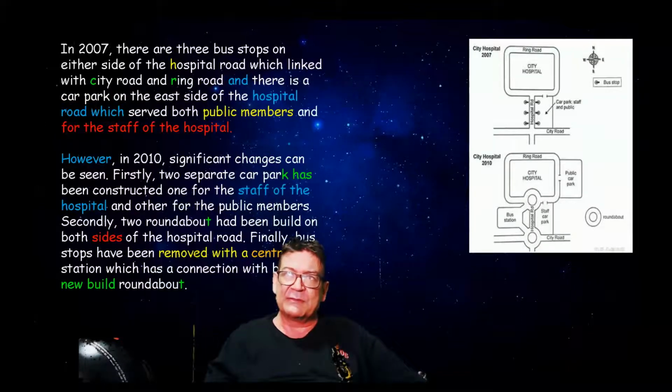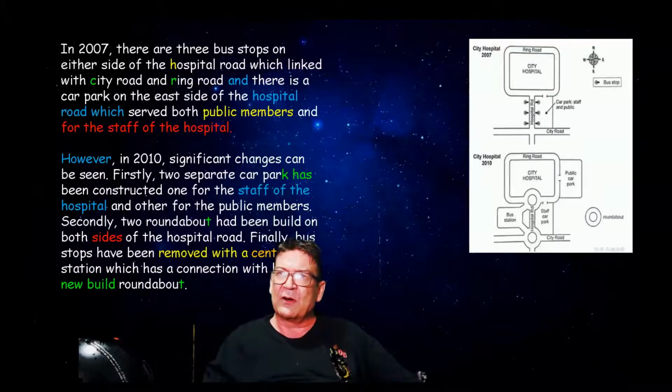Okay, your body paragraphs. In 2007, there are 3 bus stops on either side of the hospital road. Once again, City Road and Hospital Road are names of roads, and as names, they should be capitalized. Either side of Hospital Road, which linked with City Road and Ring Road. Not with, but it linked those 2 roads, it connected those 2 roads. And that 'and' doesn't make any sense there. It just extends the sentence and makes it more confusing.